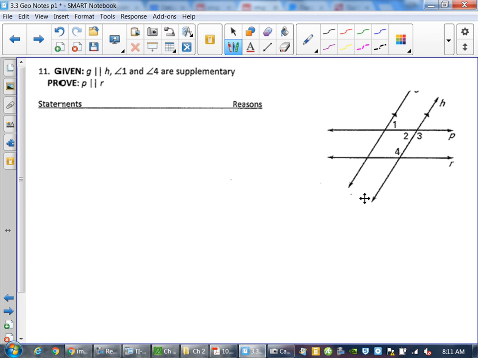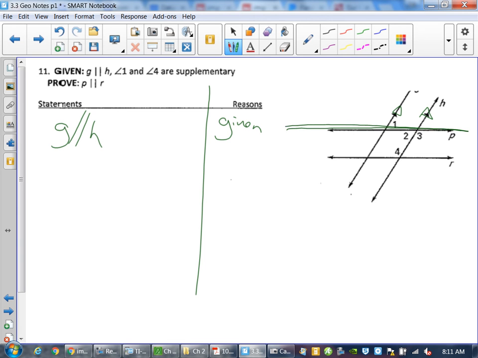So if we look at this, we have G is parallel to H. So G and H are parallel. When I look at that right away, I have a transversal here at P. And I have three angles labeled out, 1, 2, and 3. Which set of those are congruent? 1 and 2. Why are 1 and 2 congruent? Alternate interior. 1 and 2 are congruent.